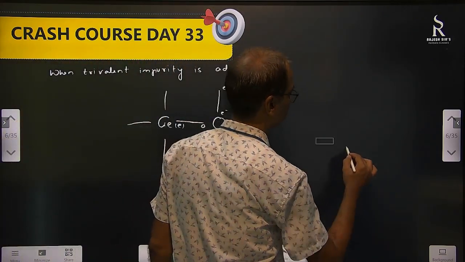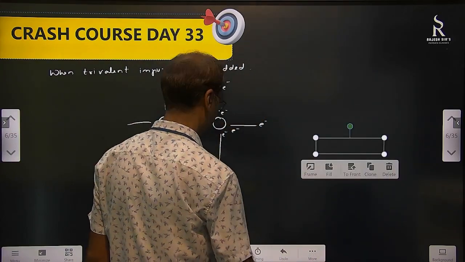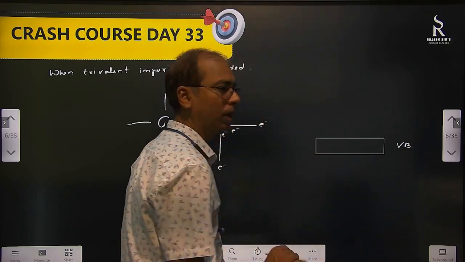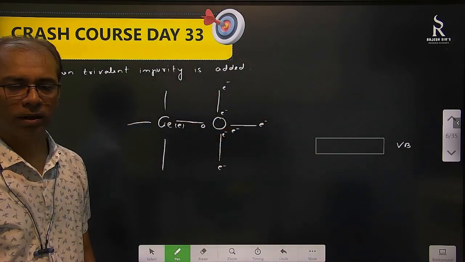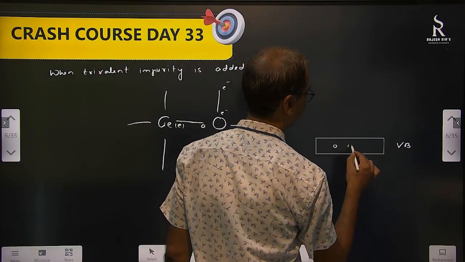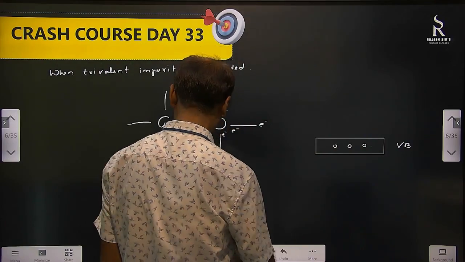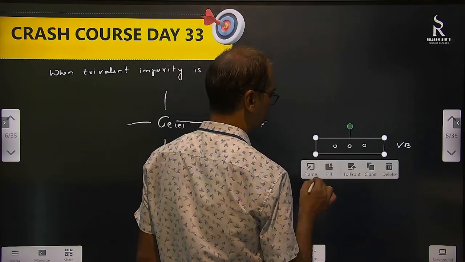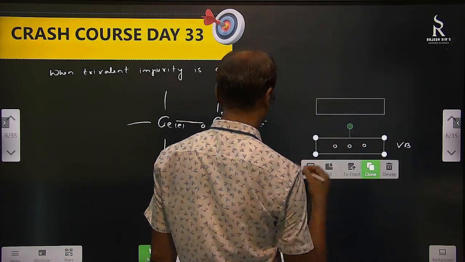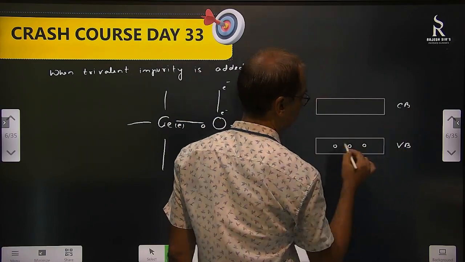So here it is. This is the valence band of germanium. In the valence band, because of thermal agitation, something will definitely happen. So in this valence band, you can keep some holes because of thermal agitation. And there is a conduction band here as well. In the conduction band, there will be certain electrons. Yes, these electrons will be here.